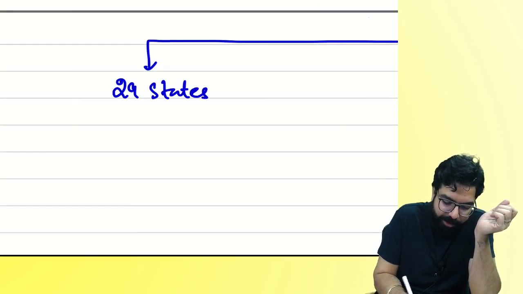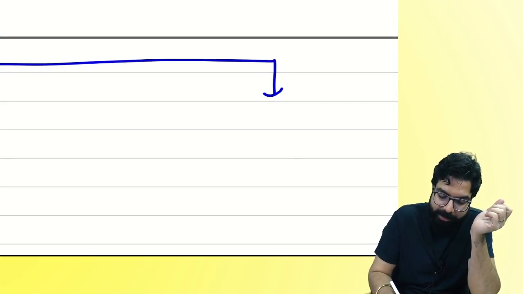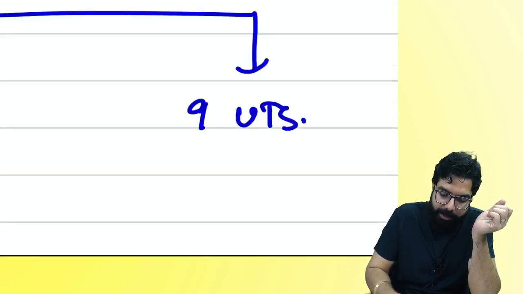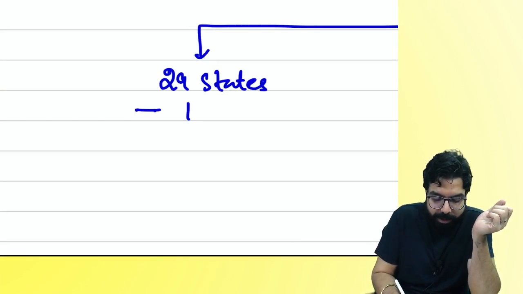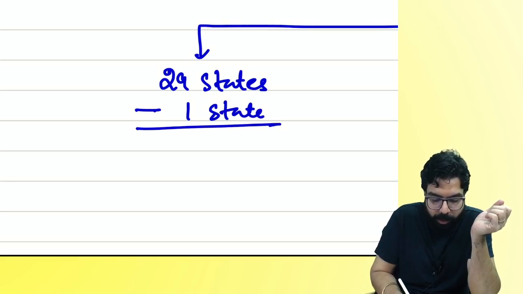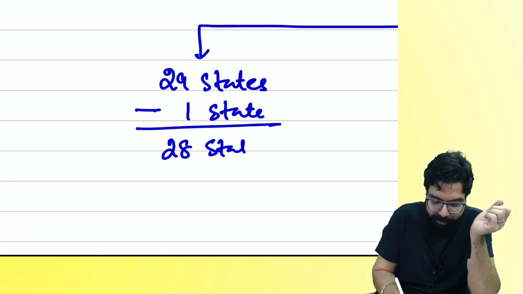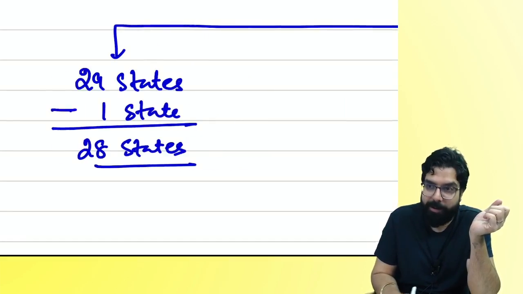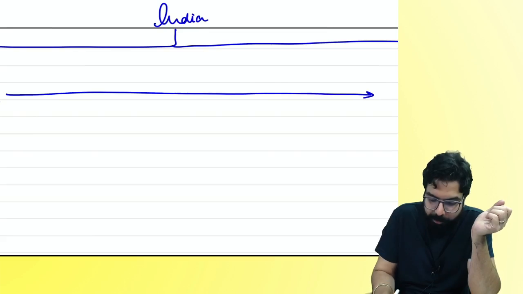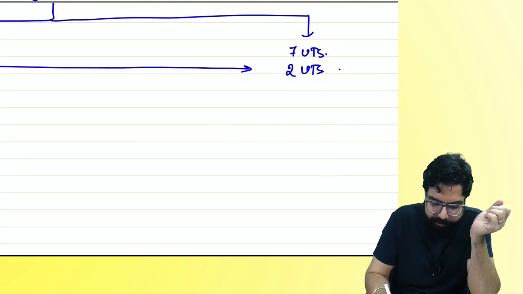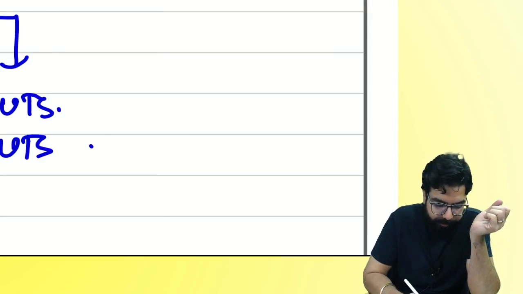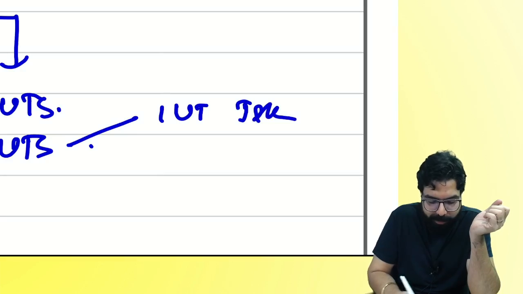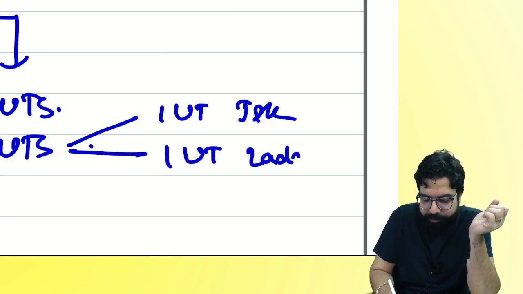You're still living in an old era. 29 states and how many UTs? Okay, I'll make it 7 only. Be happy. You know what happened? One state was deleted, which was Jammu and Kashmir, and hence we have 28 states. Out of this one state came two UTs. Yes, one was the Union Territory of Jammu and Kashmir, and one was the Union Territory of Ladakh.